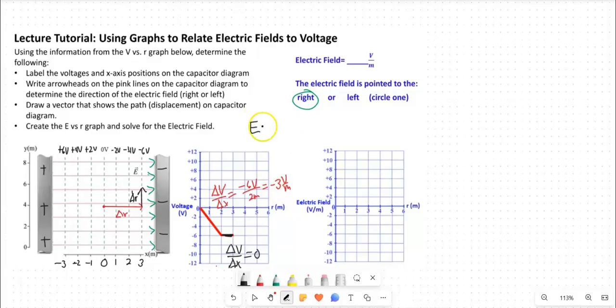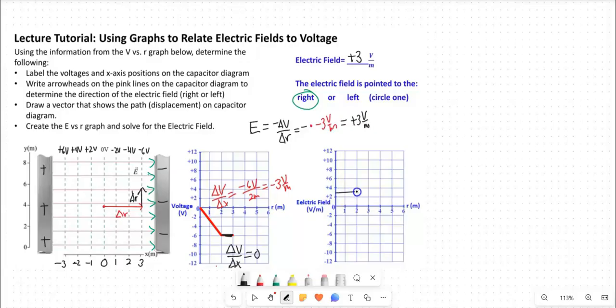E is equal to the negative of delta V over delta R, which is going to be negative times -3 volts per meter. So that's going to work out to be a positive 3 volts per meter. So now that makes sense. That aligns with our rightward pointed electric field. And then we plot it on here. Positive 3 is right here.